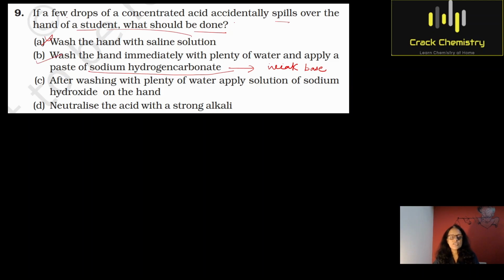We will consider other options also. Option C is after washing with plenty of water, apply solution of sodium hydroxide on the hand. Students, this is not a correct option because sodium hydroxide is a strong base and you cannot apply a strong base to your skin directly. So option C is the wrong option. Then option D, neutralize the acid with a strong alkali. Again, this is a wrong option because we cannot apply strong alkalis on our skin because they are corrosive in nature. So correct option is option B.